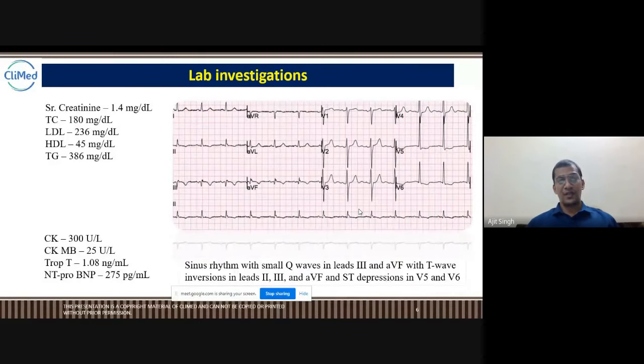Now CKMB is very much related to myocardial injury, and CKMB is 25 U per L. Okay, unit per liter. So what is the normal range of CKMB? If someone can tell me.